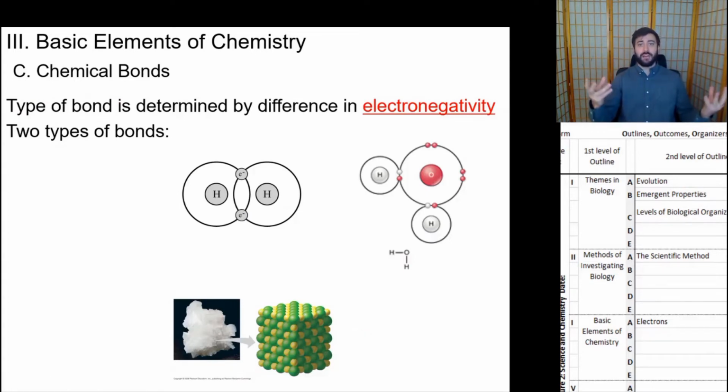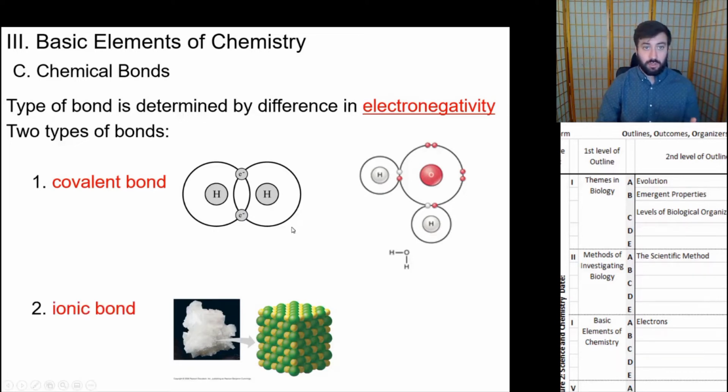So when two atoms exchange or share an electron, it will create a bond between them. And the type of bond is determined by the difference in electronegativity. So there's two kinds of bonds that result from differences in electronegativity. You have covalent bonds and ionic bonds.